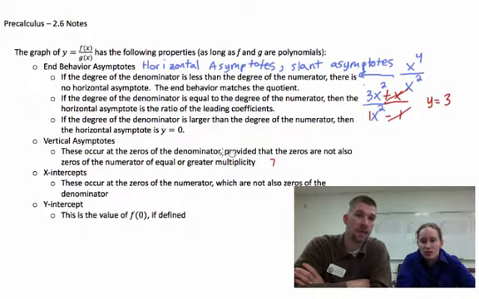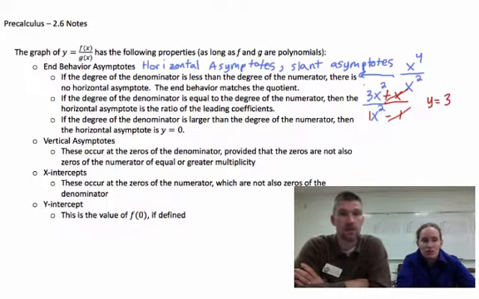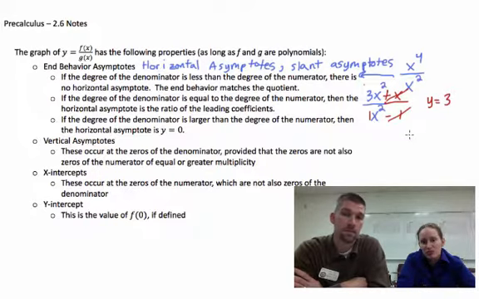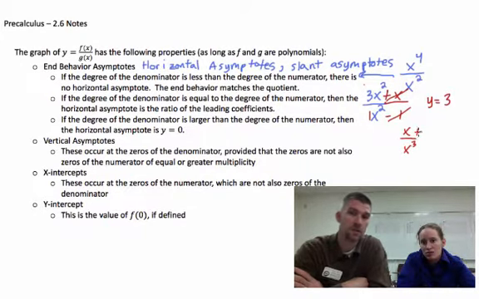Lastly, if the degree in the denominator is larger than the degree in the numerator, then your horizontal asymptote will be 0. Y equals 0. So denominator larger than numerator, that would be like x over x cubed. That's perfect. And the reason this is true is if you just think about how these numbers grow.